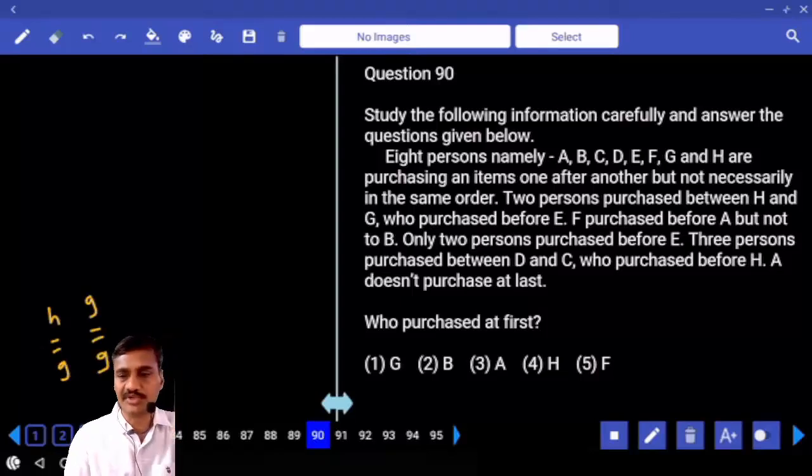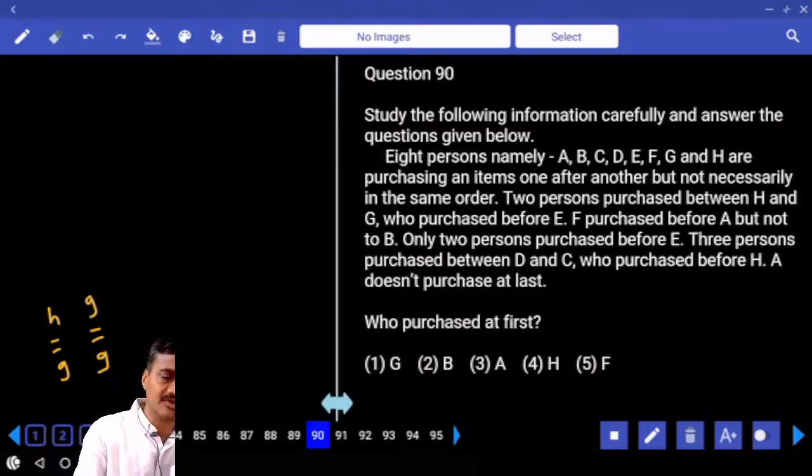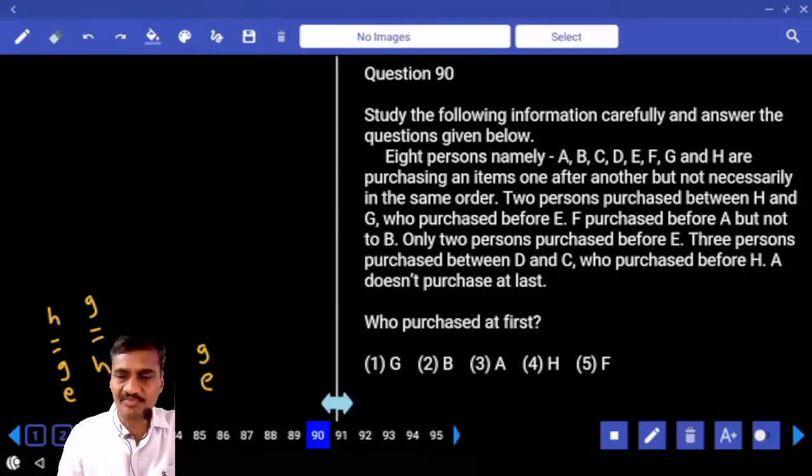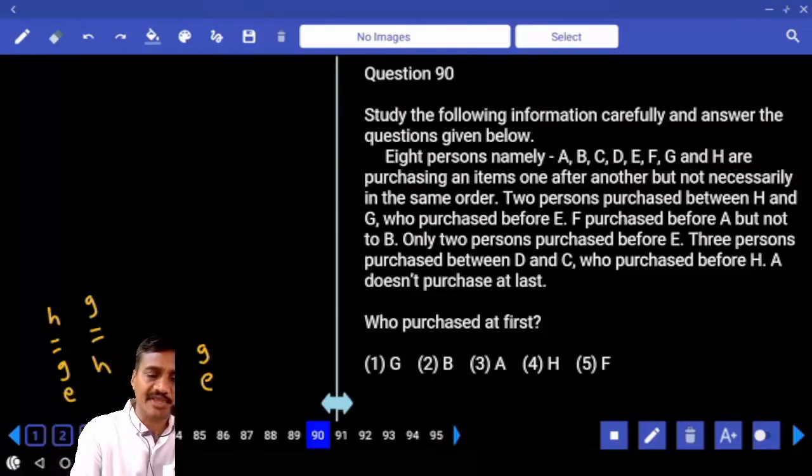Now 2 persons between H and G who purchased before E. Now G purchased before E. Now in this one, it need not be immediate, it can be anywhere below. G is always before this E. And F purchased before A but after B. F purchased before A but after this B.